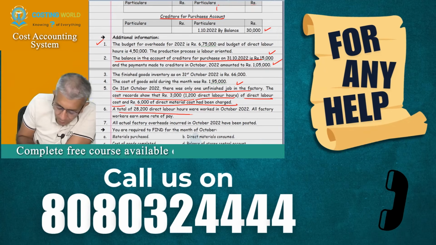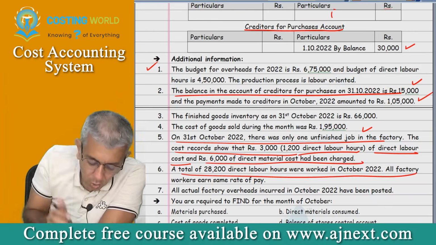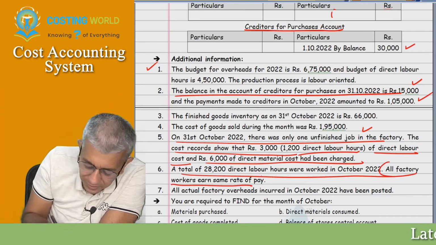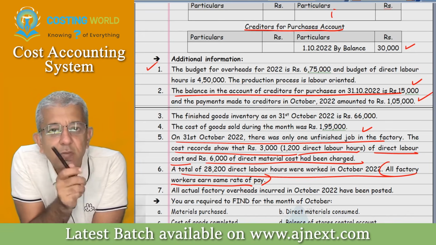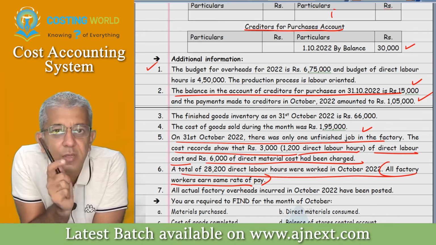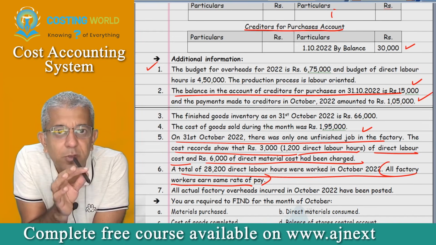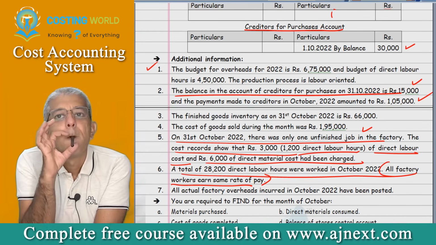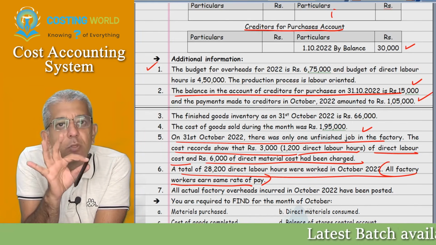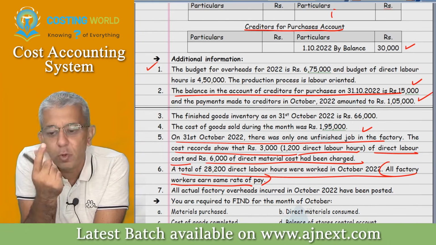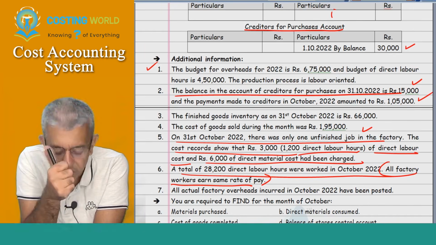A total of 28,200 labor hours were worked in October 2022. All factory workers earn the same rate of pay. I can tell you the meaning of this if you remember your absorption costing first lecture. If all the workers earn the same rate of pay, that means there is only one type of worker. If there is only one type of worker, the labor hour and labor cost methods will give you the same result. Do you understand what I told? So it will be your call. You can follow labor hour or labor cost, all the answers that we get will be the same.